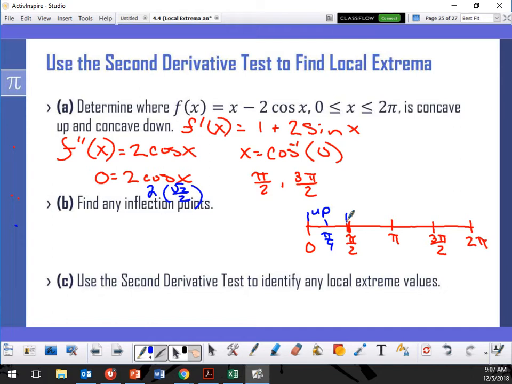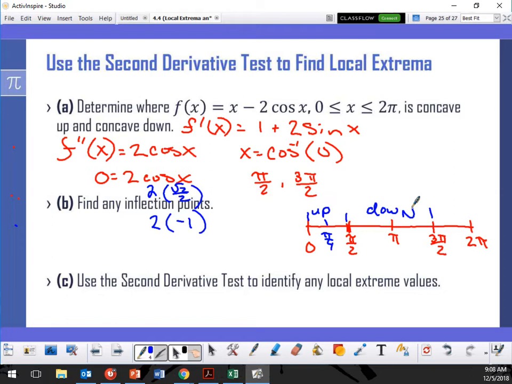Okay, so now let's go from pi over 2 to 3 pi over 2. I'm going to plug in pi. What is cosine at pi? What is the x value at pi? Cosine is the x value. Yeah, so it's negative 1. So I get negative 1. So this is going to be negative, right? That means this whole interval from here to here is going to be down. If it's negative, it's concave down.